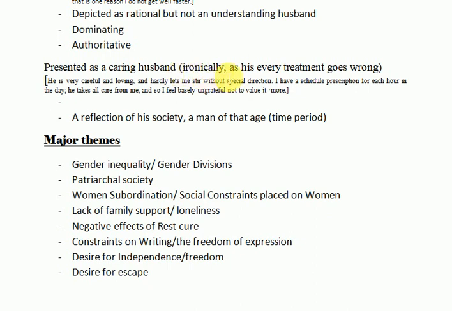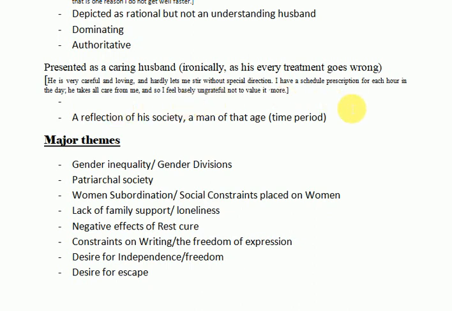And ironically, she shows that he was a caring husband. Why ironically? Because every treatment of him goes wrong. She also states he's very careful and loving and hardly lets me stir without special direction. I have a scheduled prescription for each hour in the day. He takes all care for me, so I feel basely ungrateful not to value it more. So this irony is also present through these lines.